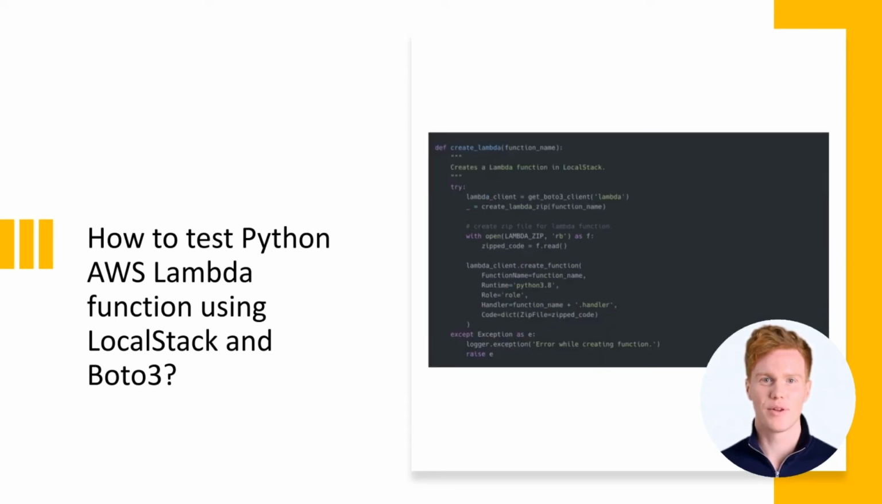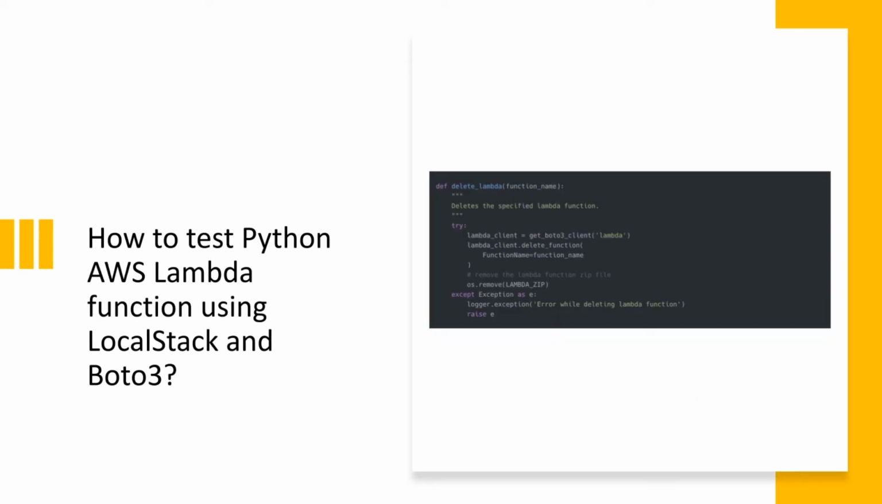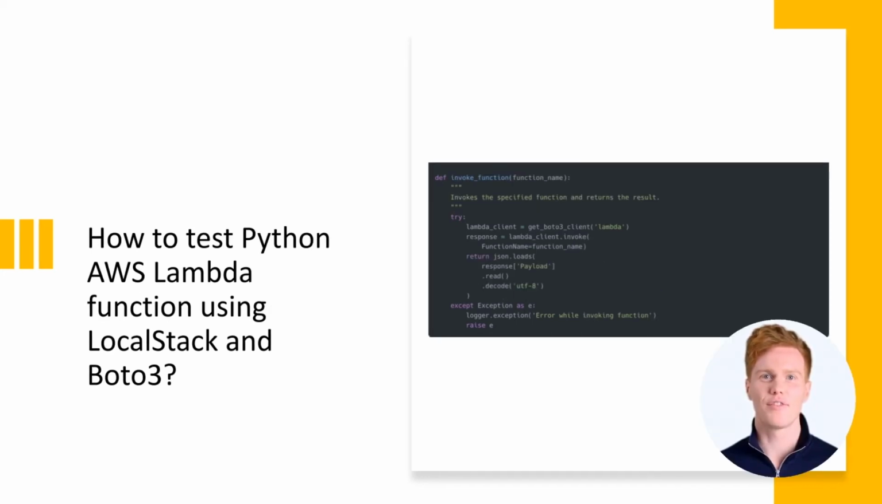The createLambda method is responsible for Lambda function deployment. To delete Lambda function, we'll use another helper method called deleteLambda. Finally, let's define the invokeLambda method responsible for the deployed Lambda function invocation. This method invokes Lambda function and returns the data, or the payload, returned by the Lambda function.